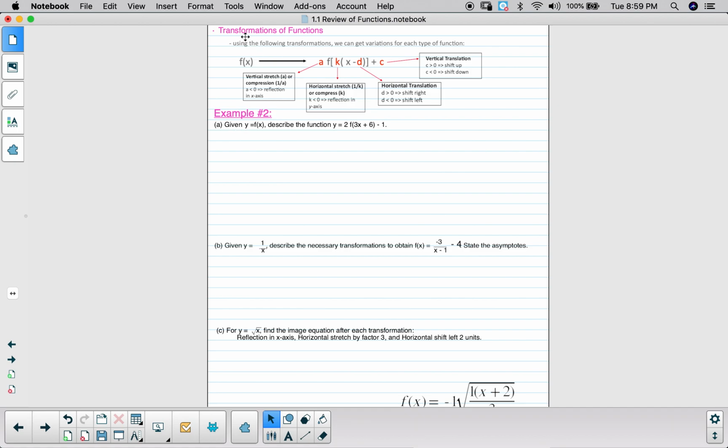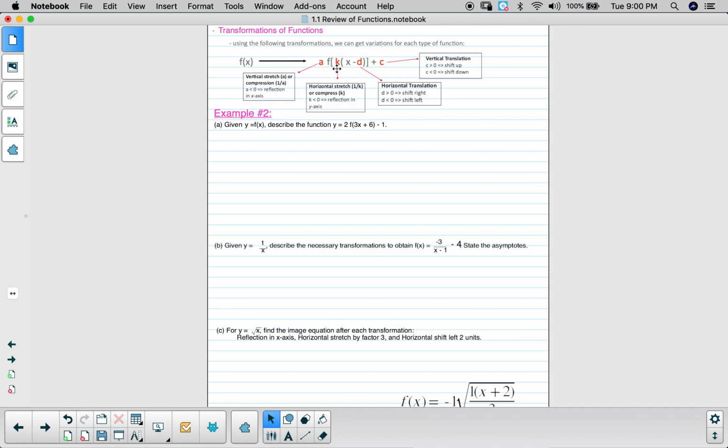Now, the next thing you have learned in the previous grade was also transformations of functions. So you can take a function f of x and apply transformations to it. There are 4 key transformations that are represented by the a, k, d, and c values. A represents the vertical stretch by a factor of a. And if a is negative, that means there is a reflection in the x-axis, which is also called a vertical reflection.